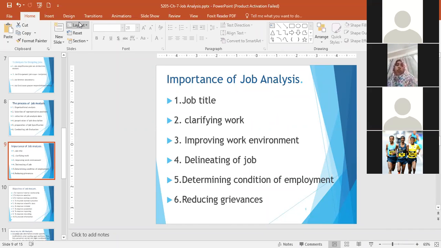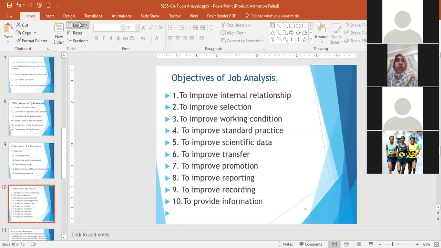Also, how many casual leaves we will get per year, right? All these things are conditions. If you want to leave this job, how you have to inform, 2 months ago or 1 month ago? All types of conditions for the employee we have to explain here. And then reducing grievances. Yes, ma'am. So these are the importance of job analysis. Okay, ma'am, to remember.